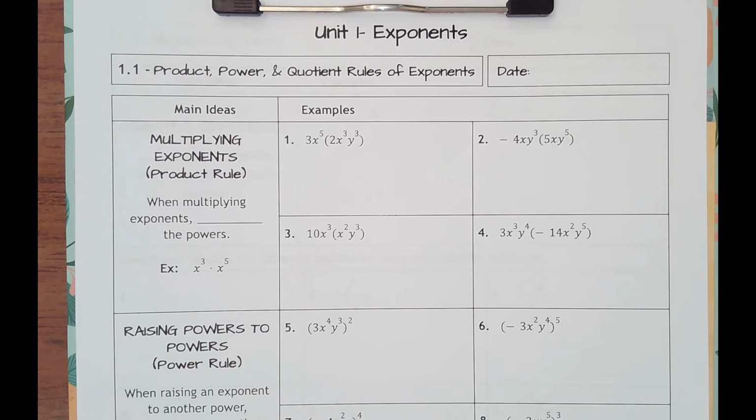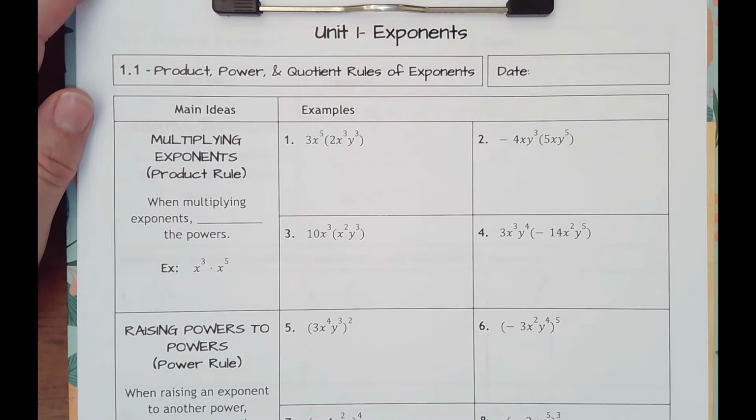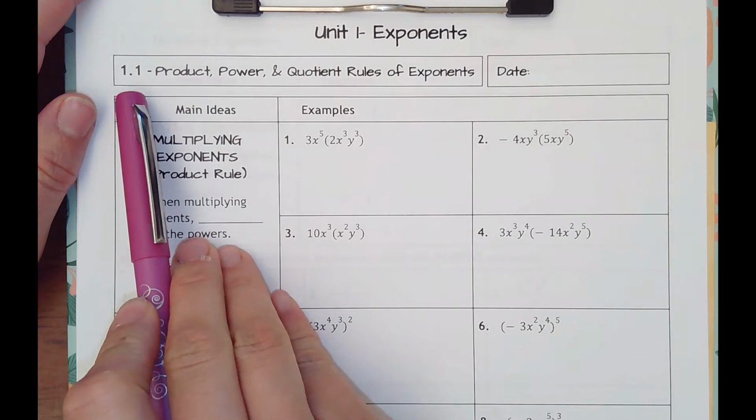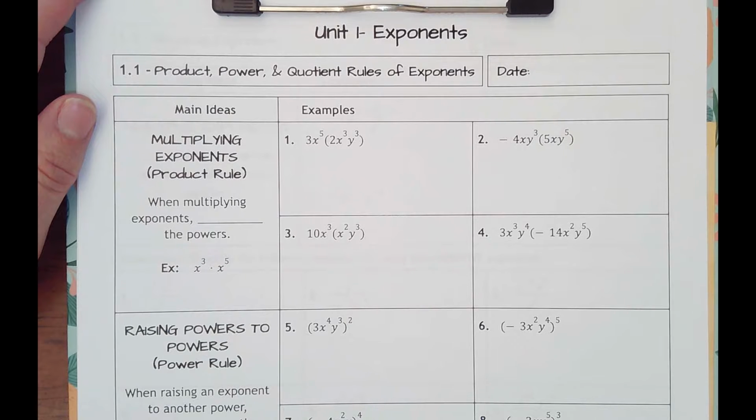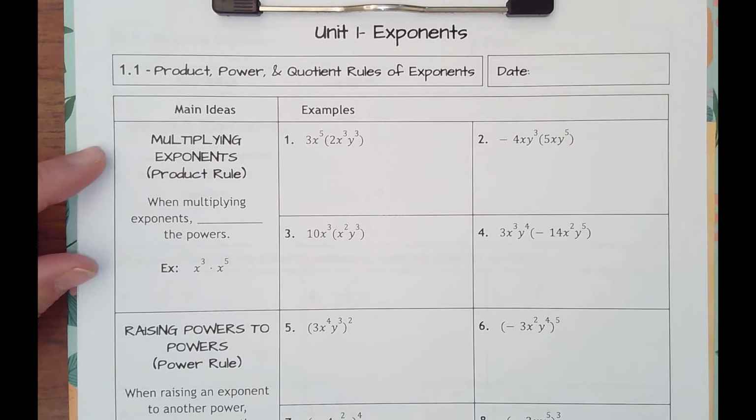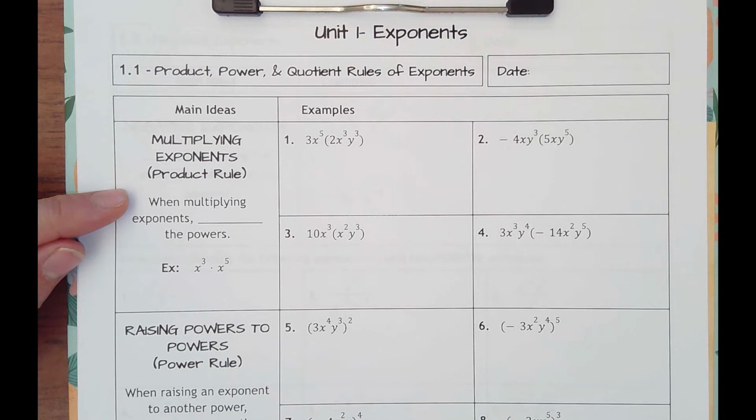All right, so we're going to start Unit 1 about exponents, and today's lesson 1.1 is called Product, Power, and Quotient Rules of Exponents. So we're going to break each one down into the rules. First one is called the product rule. And you should know that product is the answer to multiplying something. So this is when you're multiplying exponents.